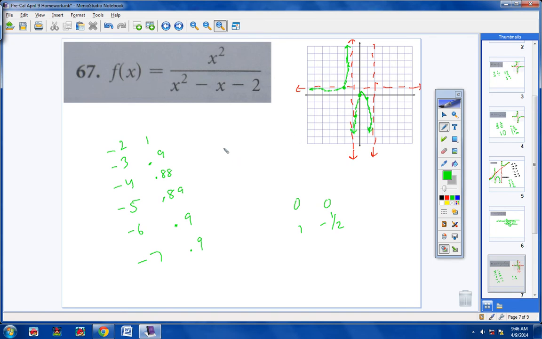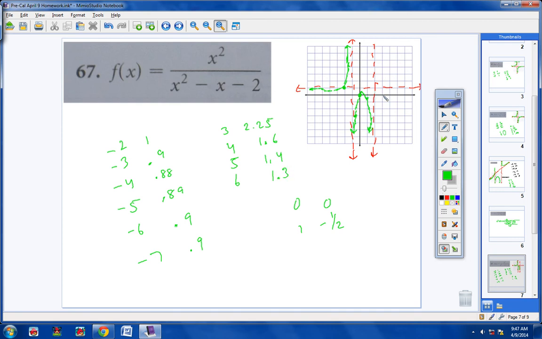And now let's go ahead and plot some points to the right of your asymptote. We're going to put in 3, 4, 5, and 6. So here we go. If you put in a 3, you will get out 2.25. If you put in a 4, you will get out 1.6. If you put in a 5, you will get out a 1.4, and a 6 gives you out a 1.3.